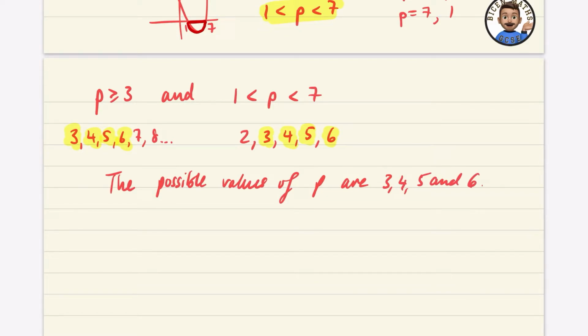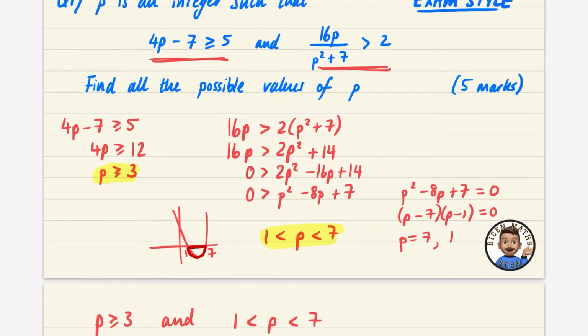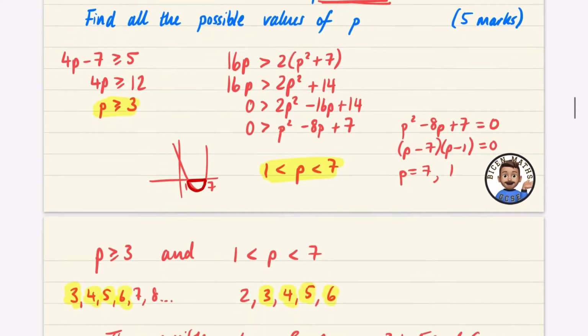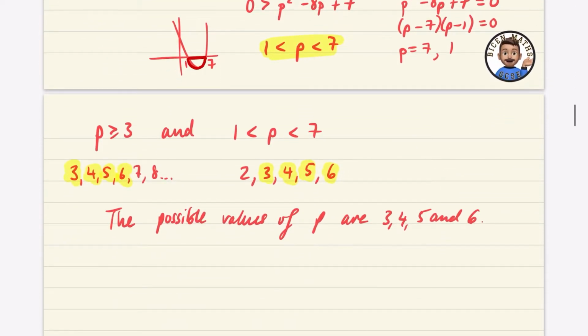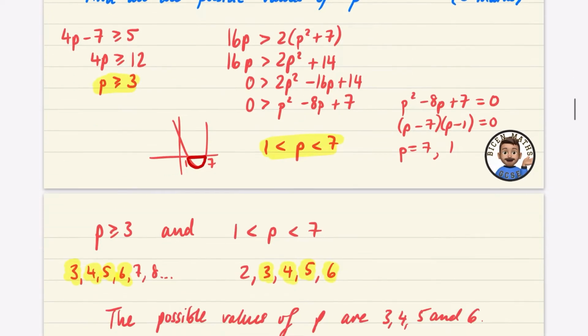It has to make both of these inequalities true at the same time because of this word "and". It said we need it to be true for this and we need it to be true for that. So that would be like a 5-mark kind of question, and it actually does want you to give some number answers because of the fact they said that p was an integer.